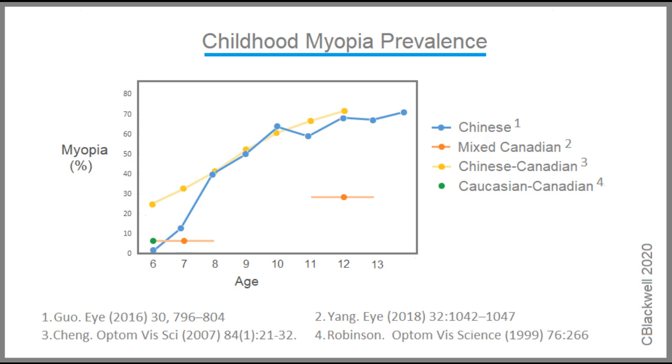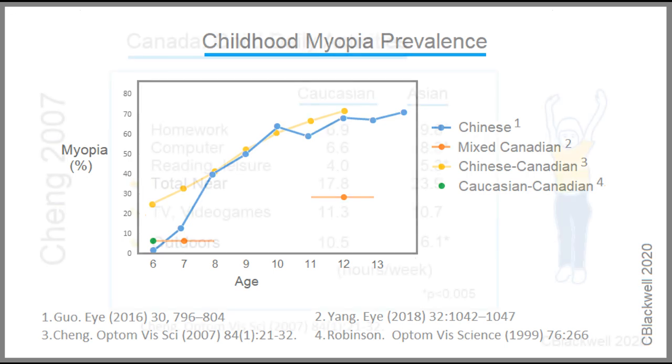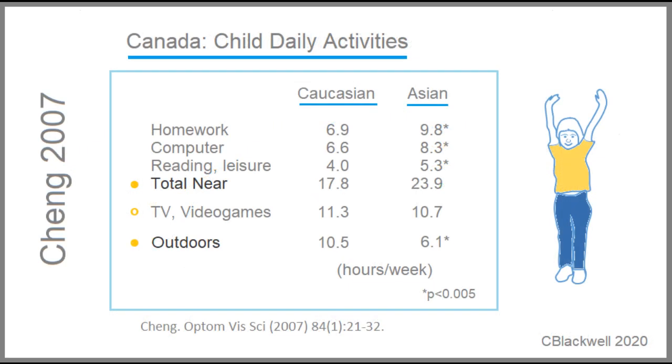To try and figure out if this is genes or environment, Cheng did a questionnaire quantifying daily activities. The Asian children had significantly more hours of close work, not a significant difference in TV or video game time. They had significantly less outdoor hours, evidence suggestive for the influence of environmental factors.